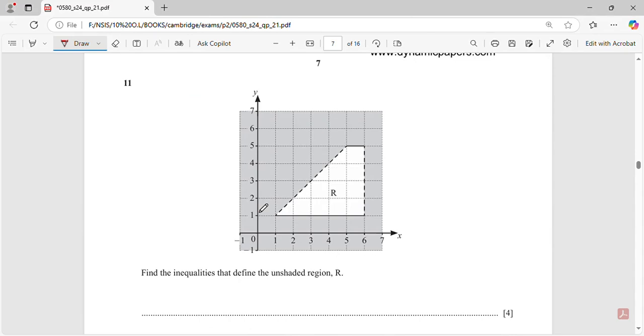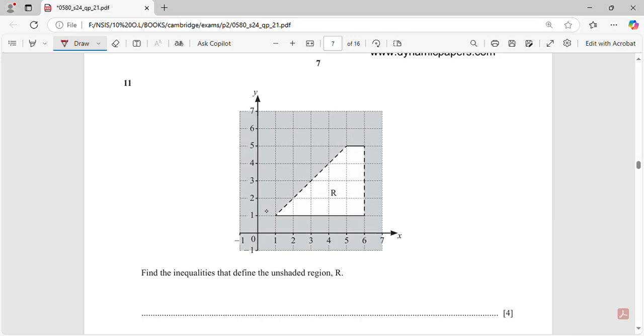Number 11, he said to find the inequalities that define the unshaded region. Of course, the shaded regions are too important. As we can note, how many lines do I have? I have 4 lines here, right? So this is the first line, this is the second line, this is the third line, this is the fourth line, because this is represented by the shading, right?